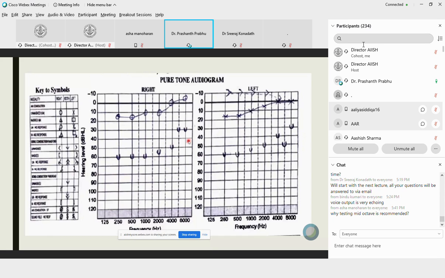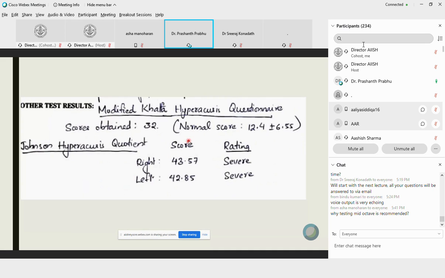Johnson hyperacusis quotient. This comes under severe hyperacusis. So, moderate to severe hyperacusis, this is the audiogram that we got from the patient, and the Kalfa questionnaire. The normative is around 20 to 22, but he got a score of 32, which means that it is really affecting the person's daily life as well.